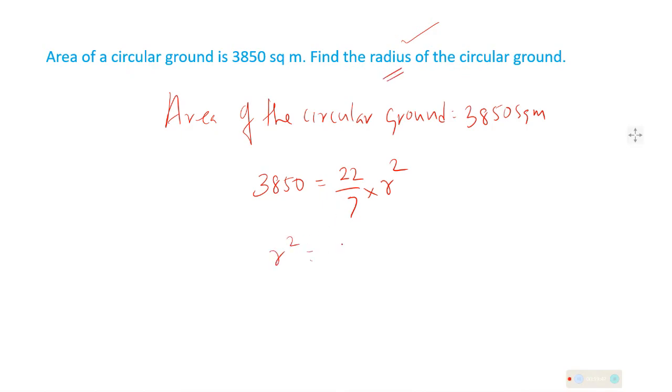R square is equal to 7 into 3850 upon 22. We have to divide 3850 with 22. Understood? And when we divide this with 22, what will you be getting? You will be getting r square. And on solving it, you will be getting 1225.